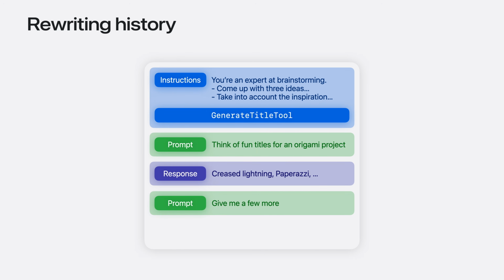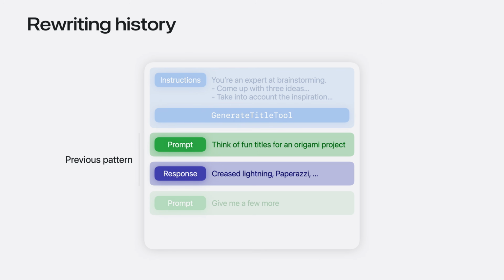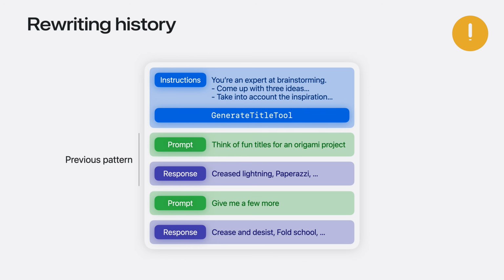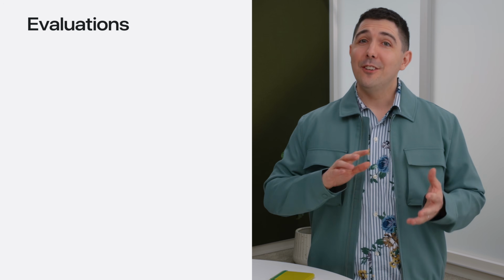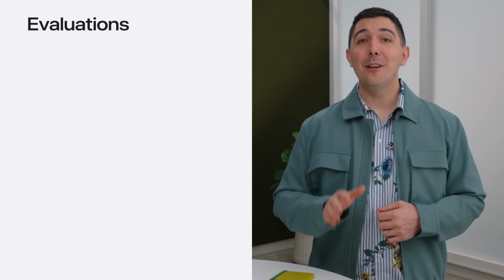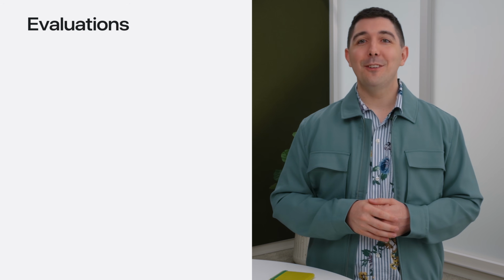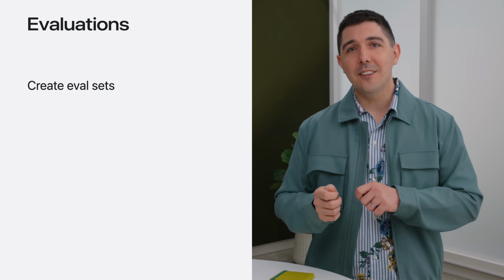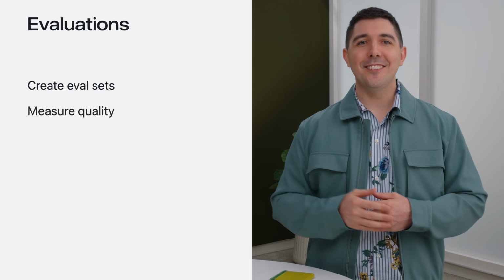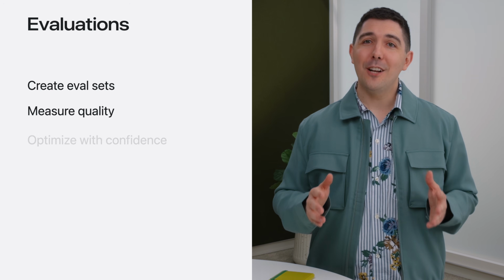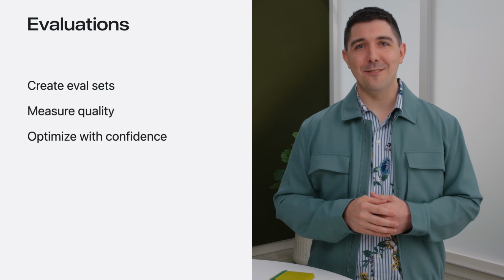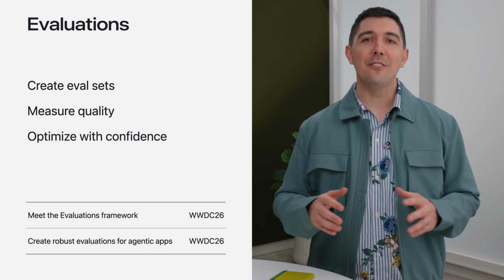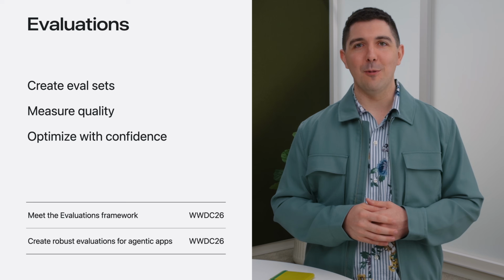But it's also possible that the model will notice it previously generated titles without the tool, and it may think it's supposed to do that again. That's not what we want. Our history modification confused the model. When you start to get into nuanced transcript modifications like this, it becomes even more important to use the evaluations framework to create eval sets and quantify the effect of context engineering strategies. Data-driven optimization is the only way to be confident. I highly recommend watching all of our videos about the evaluations framework.